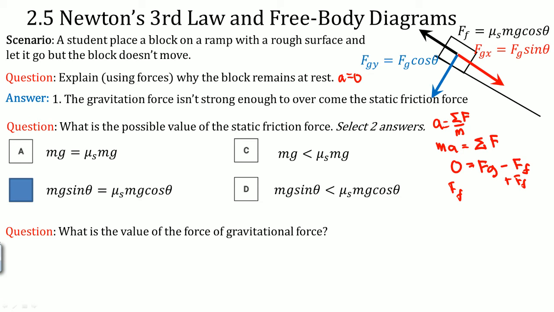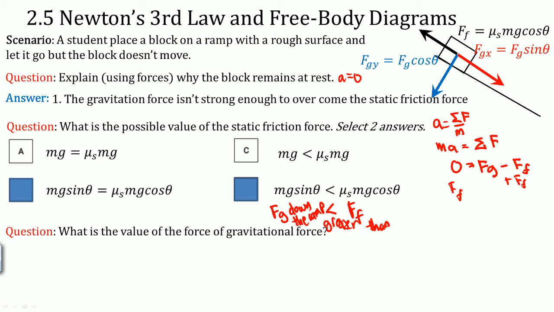This is what happens when the force of friction is greater than, this is the greater than symbol, the force of gravity that is down the ramp. Because that is the only part that's actually bringing the object down the ramp.